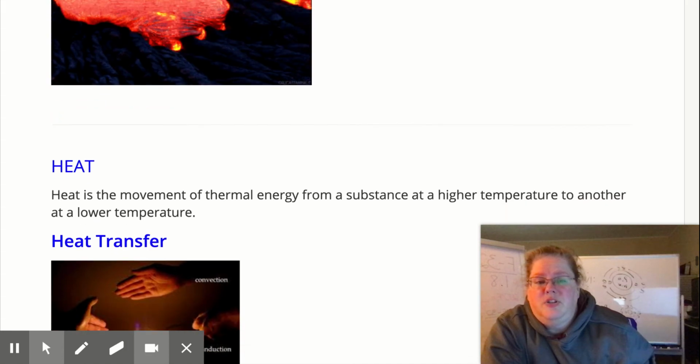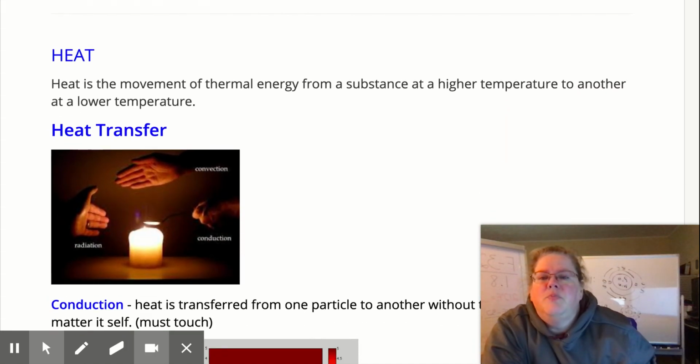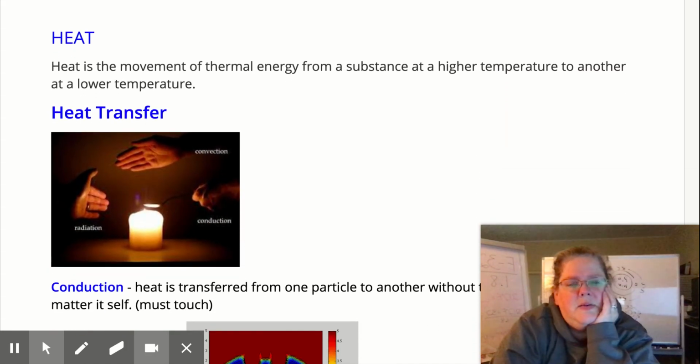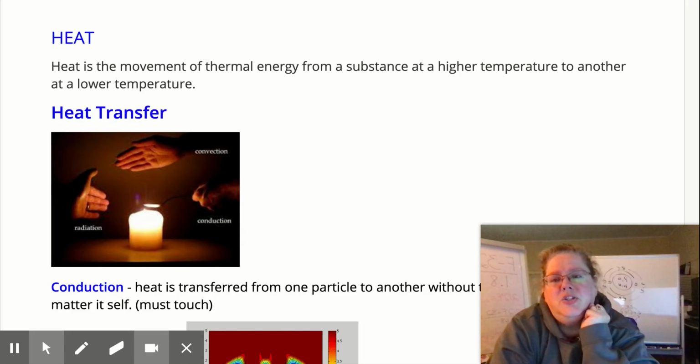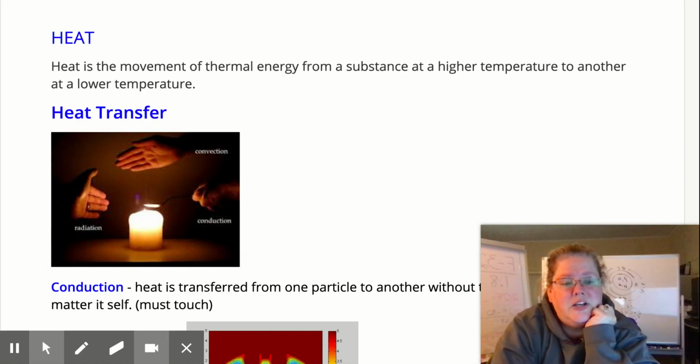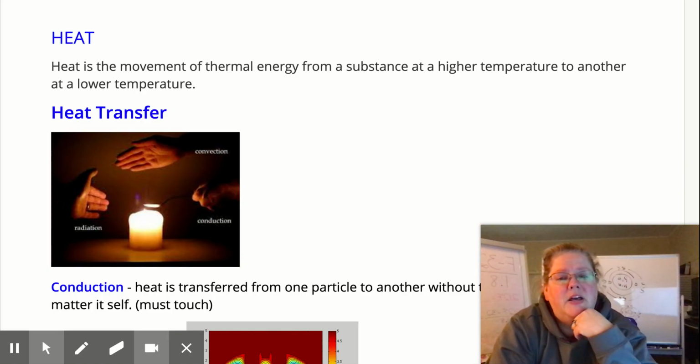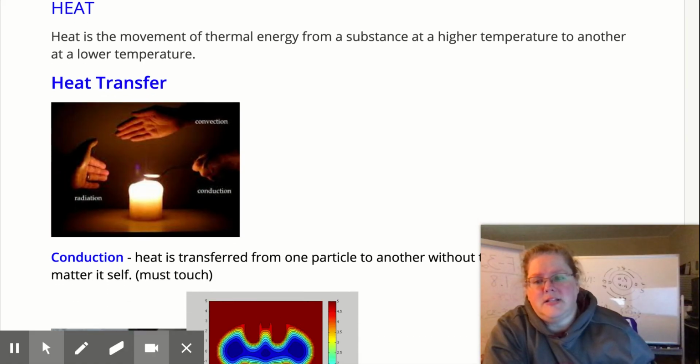Again, good test question. Heat is the movement of thermal energy from a substance of a higher temperature to that of a lower temperature. And there's 3 ways to do heat transfer: conduction, convection, and radiation. We're going to be spending a lot of time on that over the next day or so. Well, actually the next couple days.